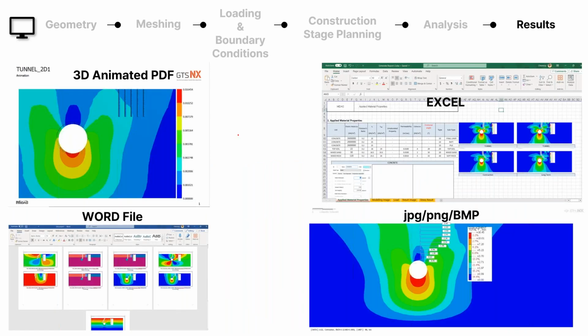Then the output, so you can export the output either into the animated 3D PDF format, or you can export the pictures into a Word file, or you can export everything into an Excel file. By everything, I mean the inputs and also the outputs. Or you can just directly export the result snips.